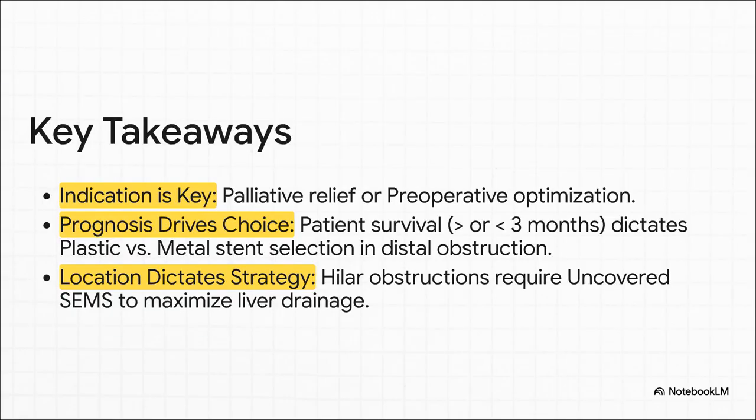Okay, so if you only remember 3 things from this entire explainer, make it these. 1. Know why you're placing a stent. Is it for palliation or to get ready for surgery? 2. For distal blockages, prognosis is king. That tells you plastic versus metal. And 3. For hilar blockages, it's all about location, location, location. You need to maximize drainage, usually with an uncovered metal stent. If you nail these concepts, you'll be in great shape.